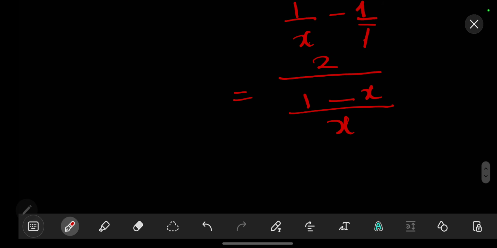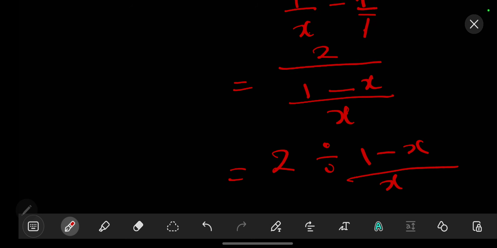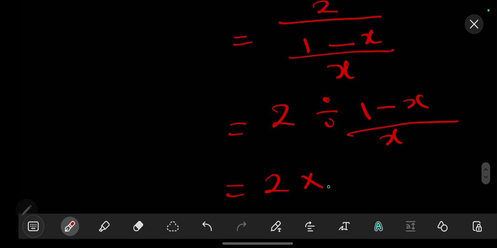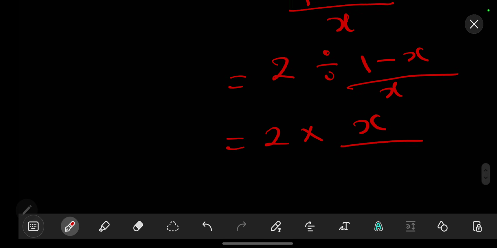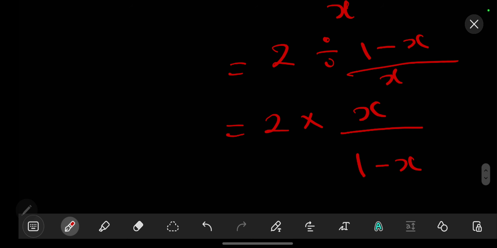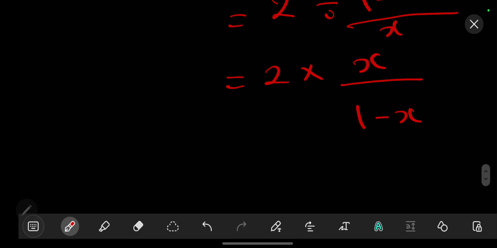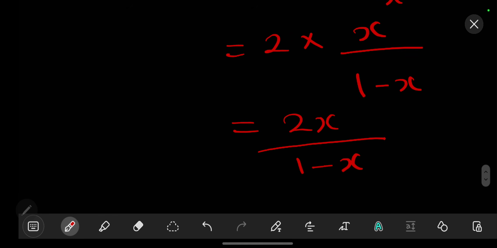So this is the same as having a value that is equivalent to 2, then we have divided by 1 minus x over x like that. So this is the same as having 2 times x over 1 minus x. So when we multiply, we are going to have 2x over 1 minus x there. So this function is our fg of x.